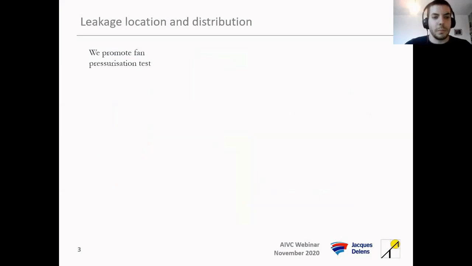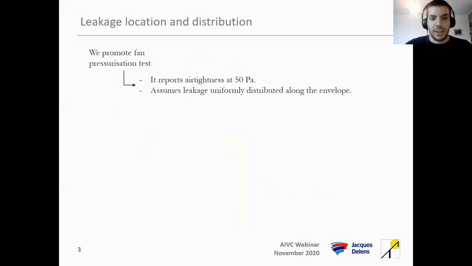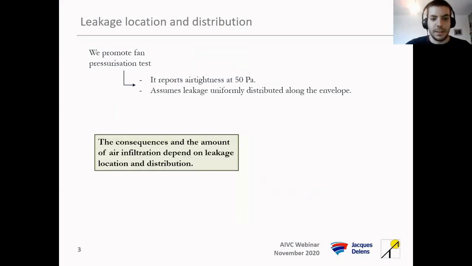However, the fact that we promote the fan pressurization test also has a couple of drawbacks, because the fan pressurization test reports airtightness at 50 Pascal, while air infiltration usually occurs more at 0 to 20 Pascal of pressure difference, and it assumes that leakages are uniformly distributed along the envelope. And the problem here is that the consequences and the amount of air infiltration depend on leakage location and distribution.